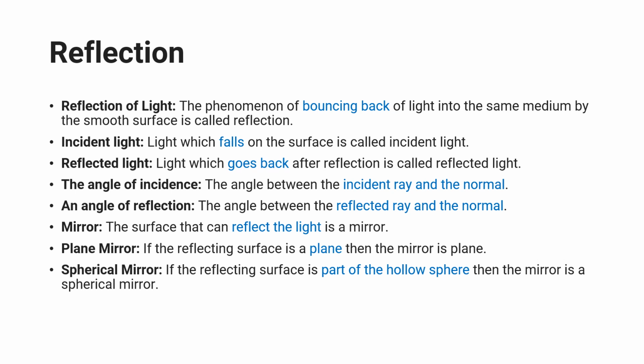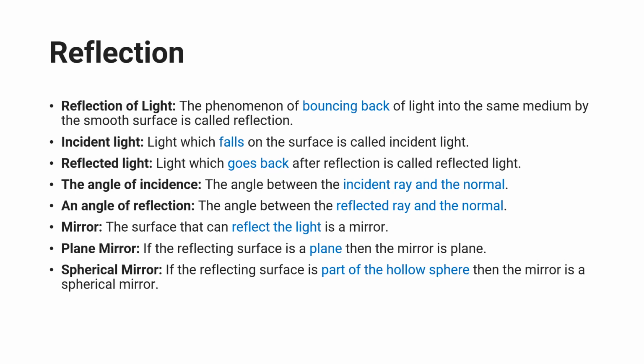Reflection. Reflection of light. The phenomenon of bouncing back of light into the same medium by a smooth surface is called reflection. Incident light. Light which falls on the surface is called incident light. Reflected light. Light which goes back after reflection is called reflected light. The angle of incidence. The angle between the incident ray and the normal. The angle of reflection. The angle between the reflected ray and the normal.